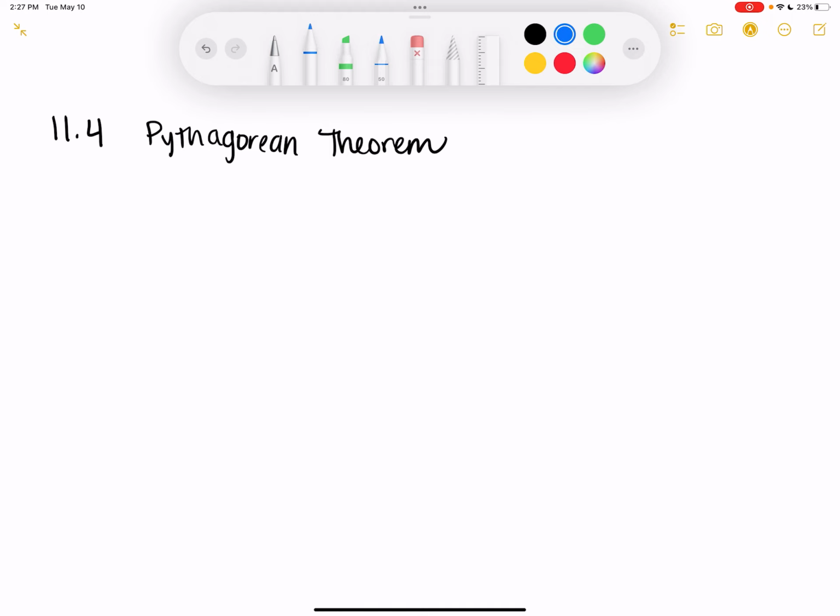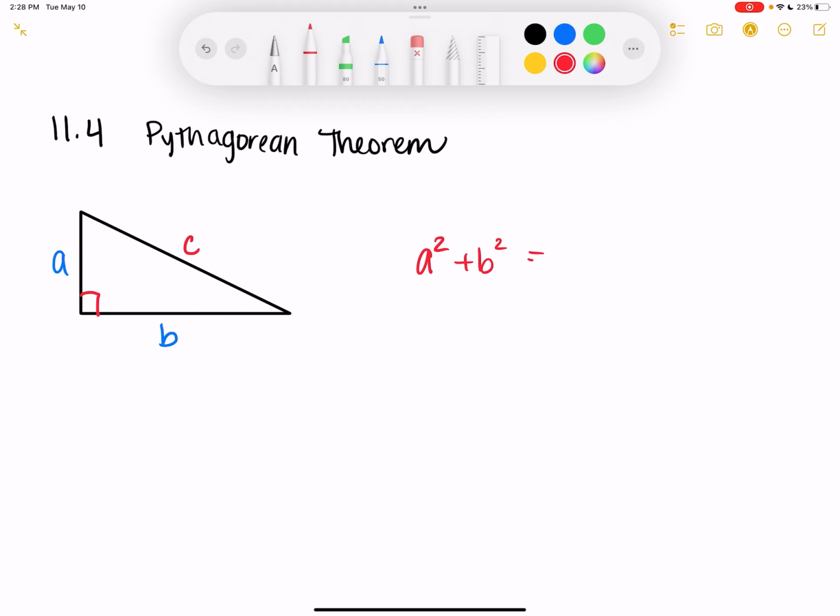Alright, the Pythagorean Theorem. If you have a right triangle, meaning that you have a 90-degree angle, this is going to be side C, side A, side B. C is always the longest side, which is opposite the 90-degree angle. And the Pythagorean theorem says that a squared plus b squared equals c squared.